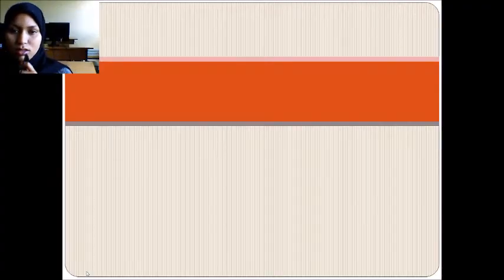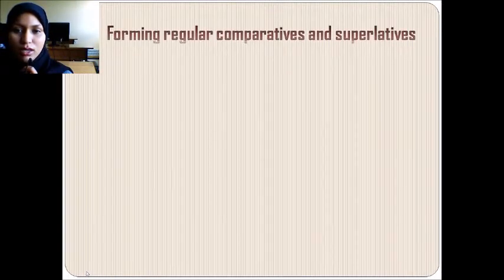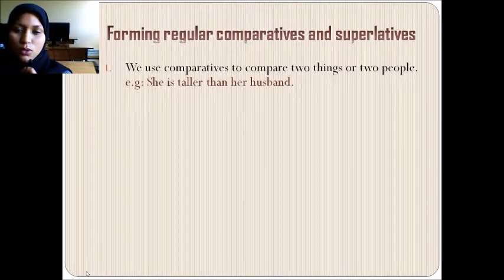As we said today, the name of the lesson is the comparative and superlatives. So first we're going to start by forming regular comparatives and superlatives. First we're going to see how to use the comparatives to compare two things or two people. This is the first use of the comparative and superlative.